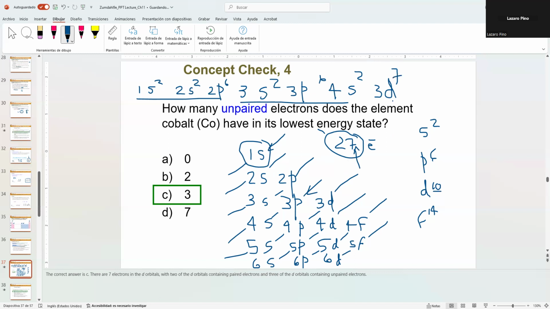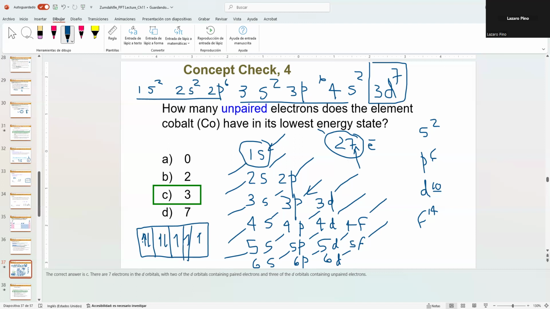Then this is the electronic distribution for cobalt. Then we go to this level and we observe that orbital d has 10 electrons in 5 orbitals. 1, 2, 3, 4, 5. And we begin distributing the 7 electrons. We begin 1, 1, 1, 1, and 1. Until here we have 5, but we have 2 more. Then we begin pairing. 1 and 2. Now we have 7 electrons.